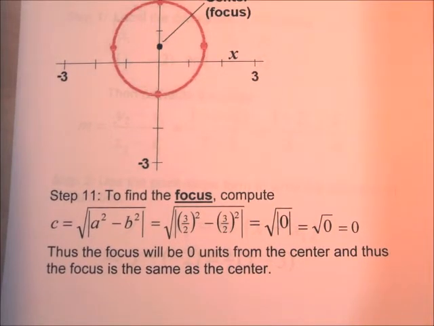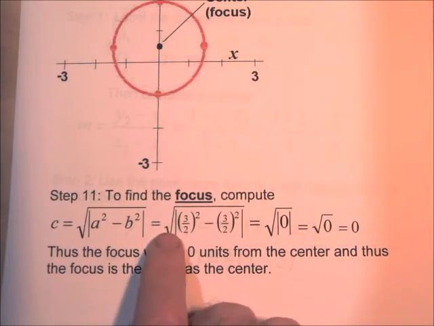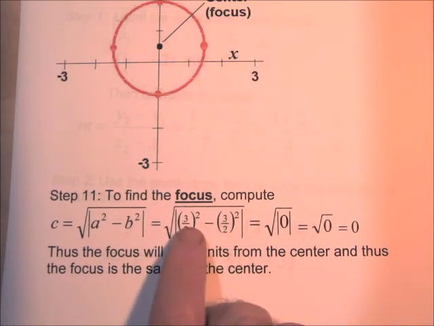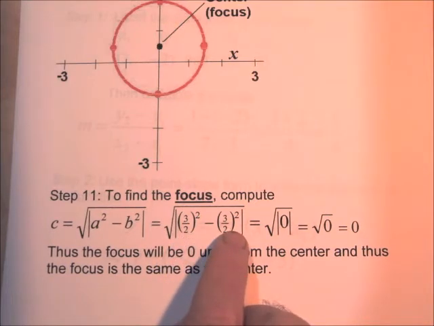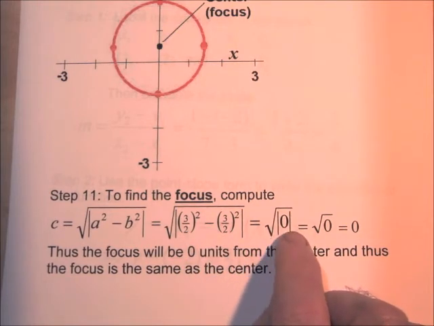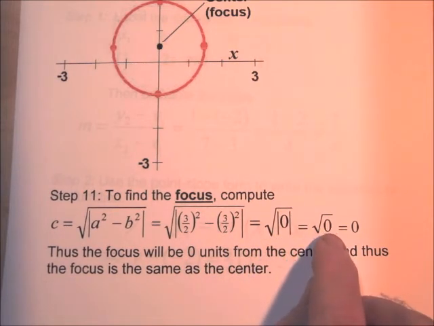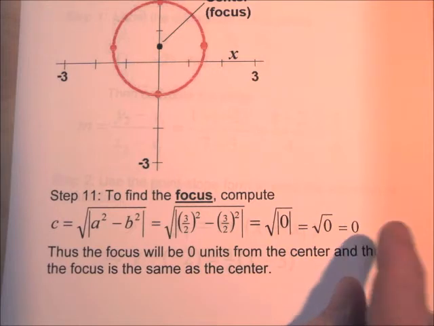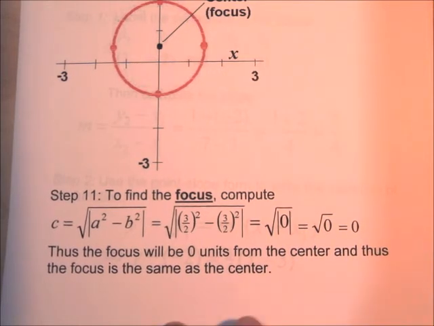Again, we could use the formula to locate the focus. The formula is c equals the square root of the absolute value of a squared minus b squared. So a and b are both 3/2, so we'll have the square root of the absolute value of 3/2 squared minus 3/2 squared. A number minus itself is 0. So this is the square root of the absolute value of 0. The absolute value of 0 is 0. The square root of 0 is 0, because 0 squared gives you 0.